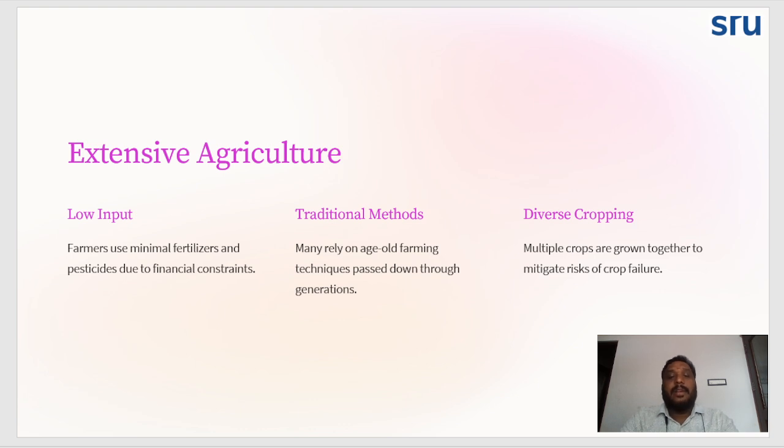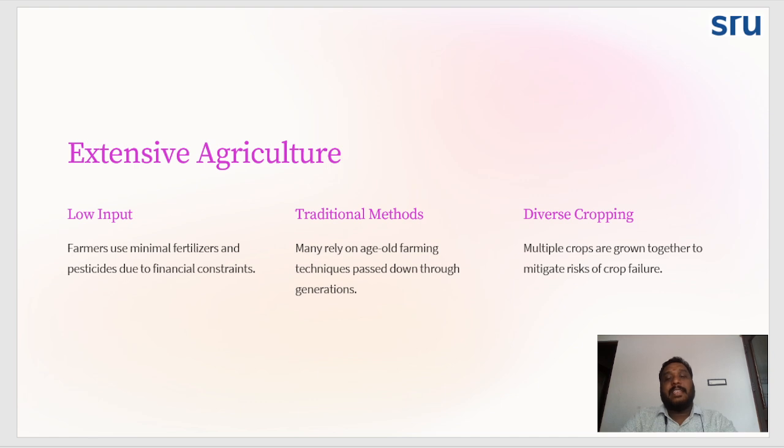The first thing that we have to discuss in this agriculture is the low input, because farmers use minimal fertilizers and pesticides due to their financial constraints. Due to the lack of investment, it's not possible for the farmer to purchase all the costly fertilizers and pesticides and to do farm operations efficiently, and also they are not guaranteed that they are going to get a good yield or good quality of yield. So that is also one of the main constraints leading to this extensive agriculture in these rain-fed regions.